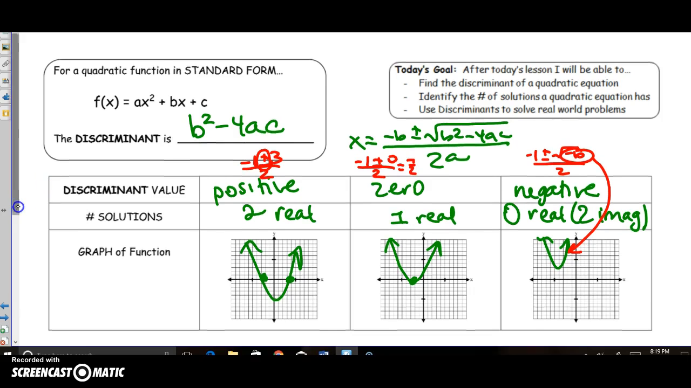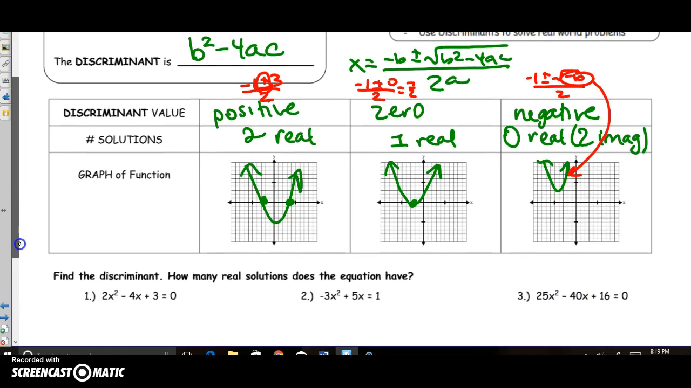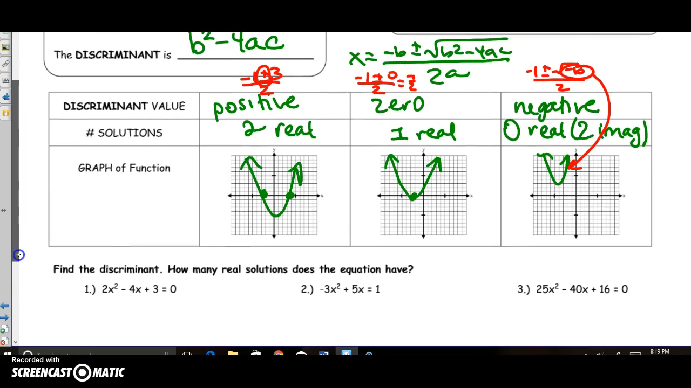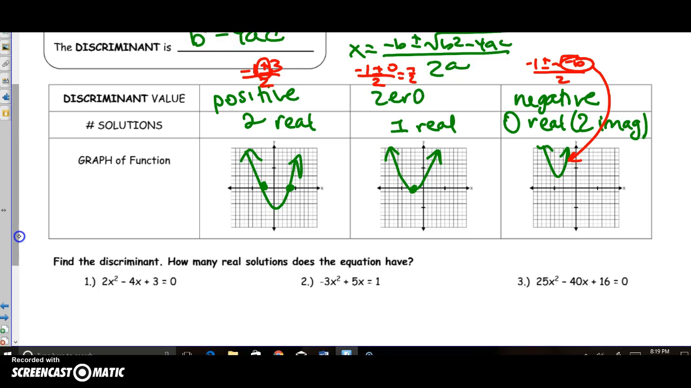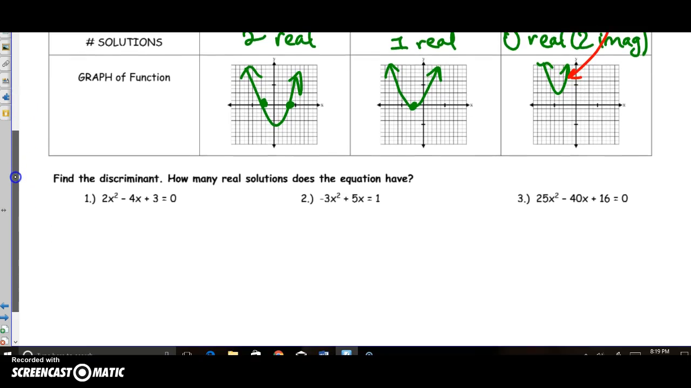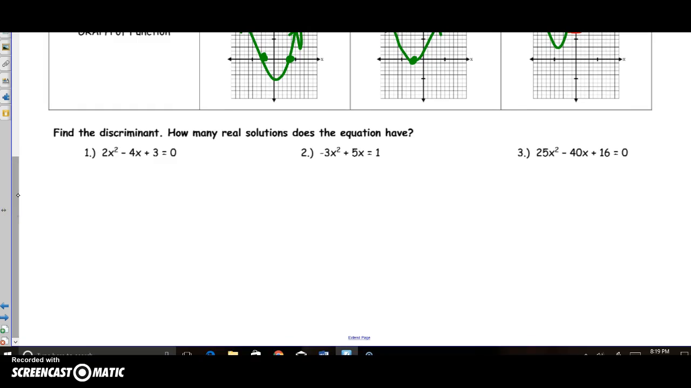So what I want you to do below is I want you to go ahead and try to find the discriminant and decide which category it falls into and how many solutions it's going to have. So you can pause me and try them. I will walk through them all as well, but I would like you to try them first. Alright, so hopefully you tried them all out. If you didn't, please pause me, try them on your own, and then check your work as we go through.